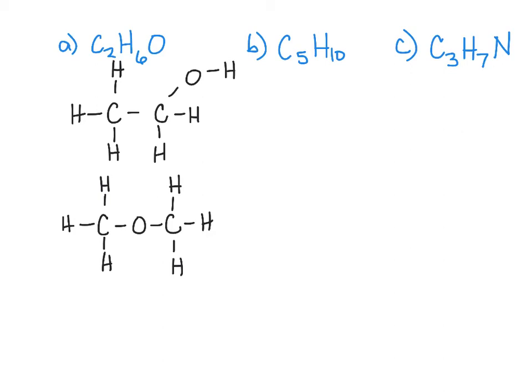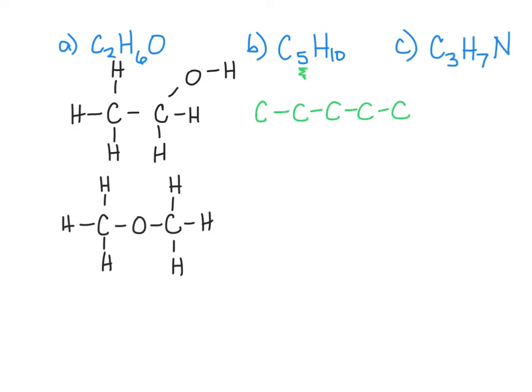Okay, again, letter B. When I'm doing this one, I've got a 5 carbon chain. So let's start by drawing 5 carbons. 1, 2, 3, 4, 5. Now, if I just went and filled the hydrogens all out, that would give me too many. I would need 1, 2, 3, 4, 5, 6, 7, 8, 9, 10, 11, 12.